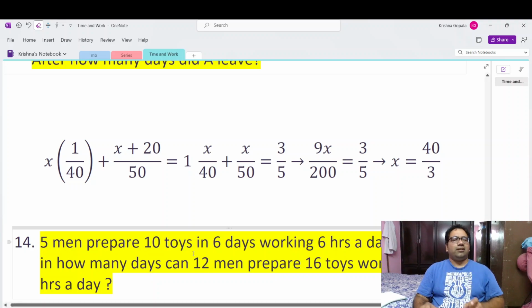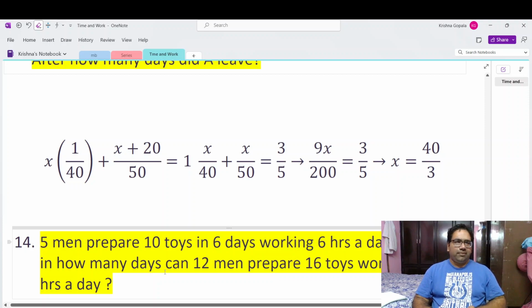So, how much are they working? 5 men are working 6 days. And what is the total number of working hours? 5 into 6 days into daily 6 hours. 5 into 6 into 6, 5 sixes are 30, into 6, 180 is the number of working hours. Right? In these 180 hours, 10 toys are getting prepared. That means each toy is taking 18 hours.